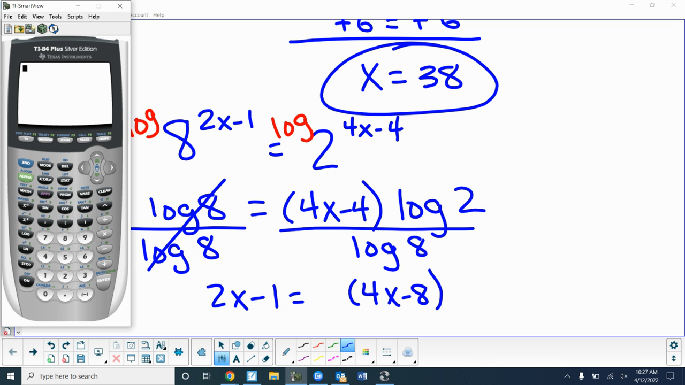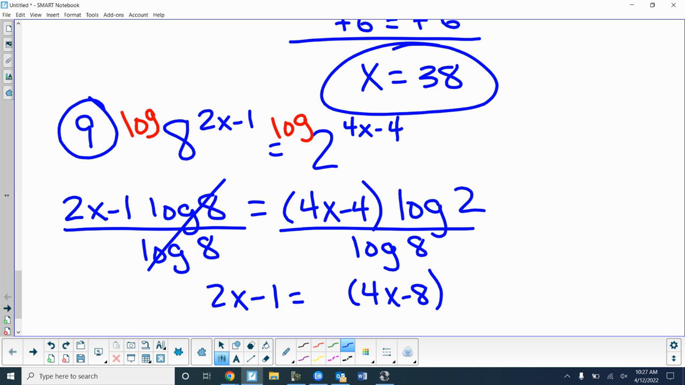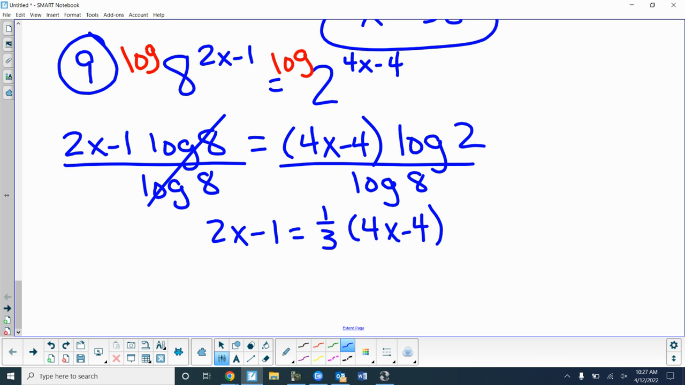So log of 2, close it, divide by log of 8, close it. Yep, 1/3. If you're not sure, hit math and enter twice, right? Should be a 4, right? I was looking at log of 8 or something, because there's a bunch of 2s. When I do that 1/3 now, distribute, right? So I get 2x minus 1 equals 4/3 x minus 4/3.